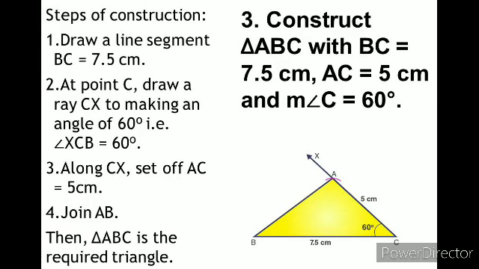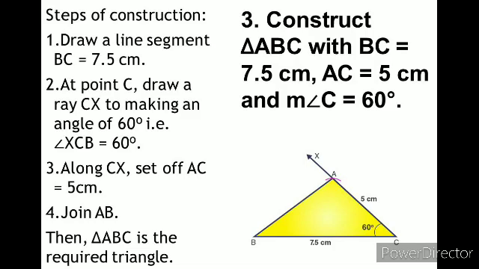So see here, steps of construction. First step is draw a line segment BC having the measure 7.5 centimeter. So with the help of ruler and pencil, we'll draw first line segment BC. And the next step is at point C, draw a ray CX to make an angle of 60 degrees. Angle XCB is equal to 60 degrees. After drawing the base, we will draw angle XCB equal to 60 degrees.